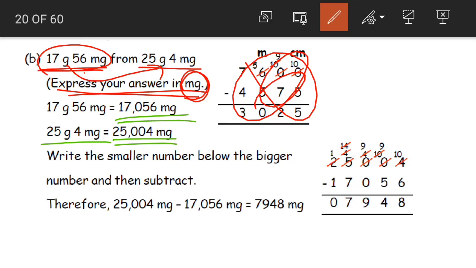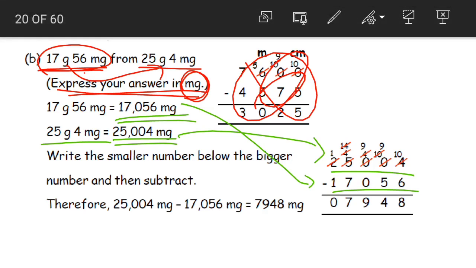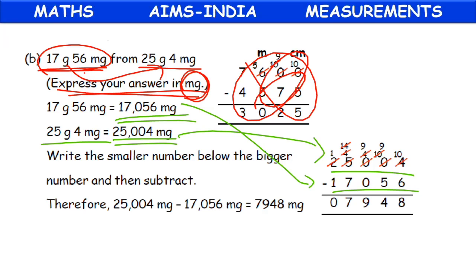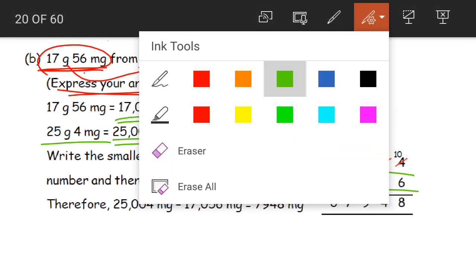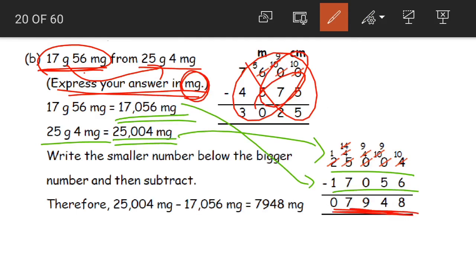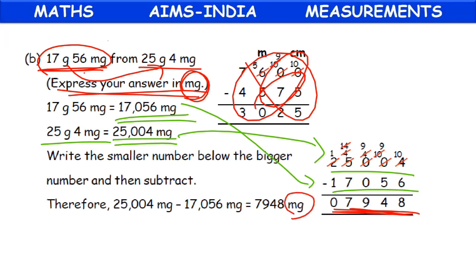Simply we need to subtract the bigger number first. 25,004 minus the smaller number 17,056. It's the normal subtraction. When we subtract both the given terms, the answer is 7,948. And what is the unit of measurement children? Milligrams. 7,948 milligrams is our answer.